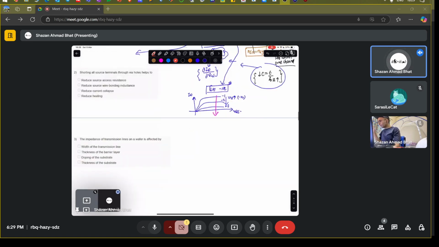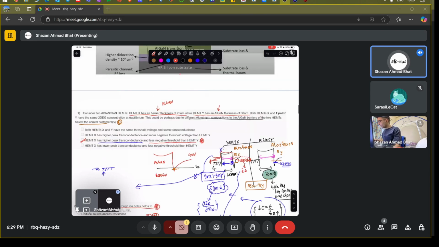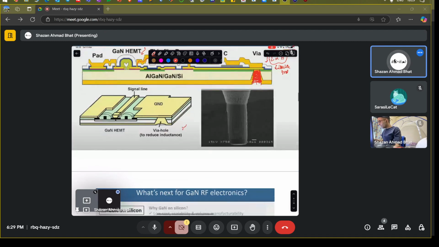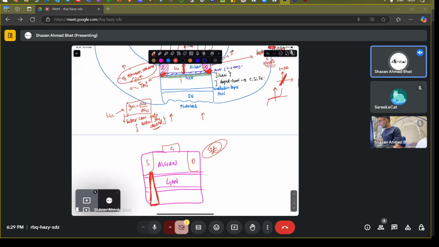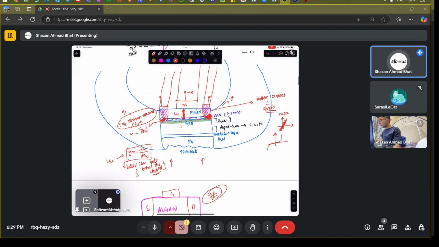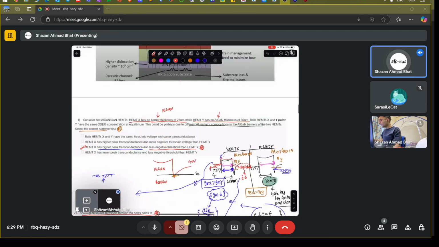Now, I've talked about in the previous slide that shorting all the gate terminals via something called via holes is going to reduce the source inductance. This has been discussed in the previous assignment also. It has been asked almost 3 to 4 times in this session. We have talked about via holes in this particular slide, and here also. That basically reduces the loop current, and that is going to affect the source conductor inductance also.